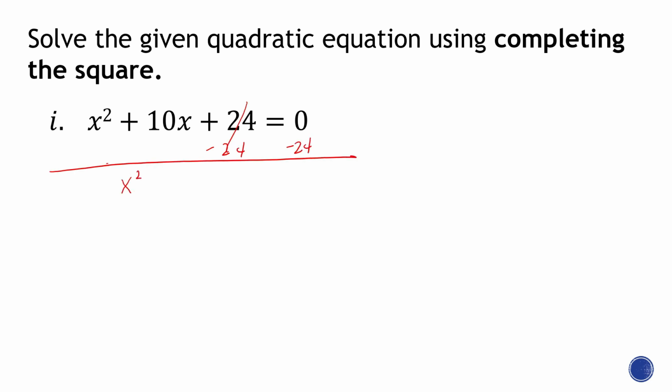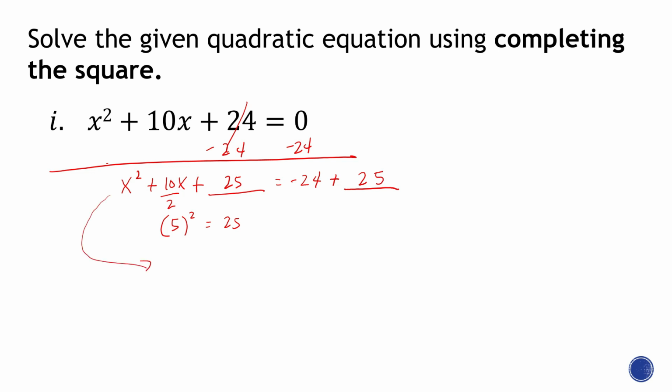This is going to give me x squared plus 10x plus, what is that number there that will make this a perfect square trinomial? And of course, if we add a number on the left, we will also add a number on the right side. Okay, and of course, we already learned this earlier. To find the number on the left, simply divide the middle term by 2. That gives us 5, and then you will square that. So it's going to be 25. You add 25 on the left, add 25 on the right side.